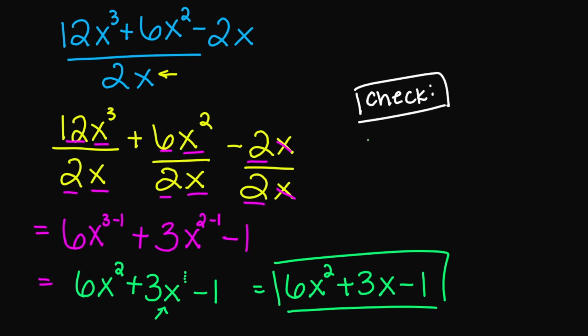answer. And if you wanted to check your answer, you're going to do your quotient, which is 6x squared plus 3x minus 1 times your divisor. In this example is 2x. This will take you back to your dividend.